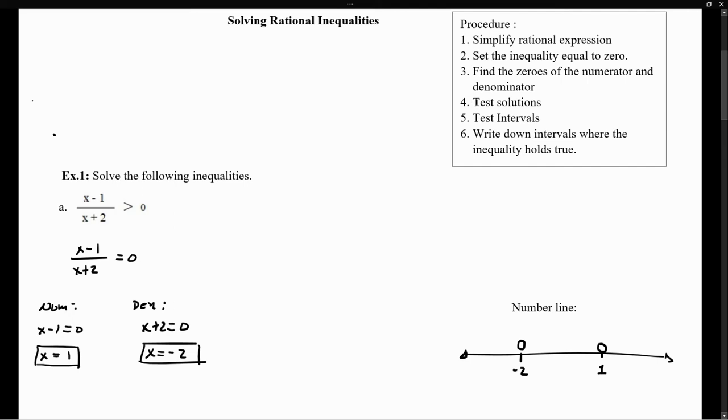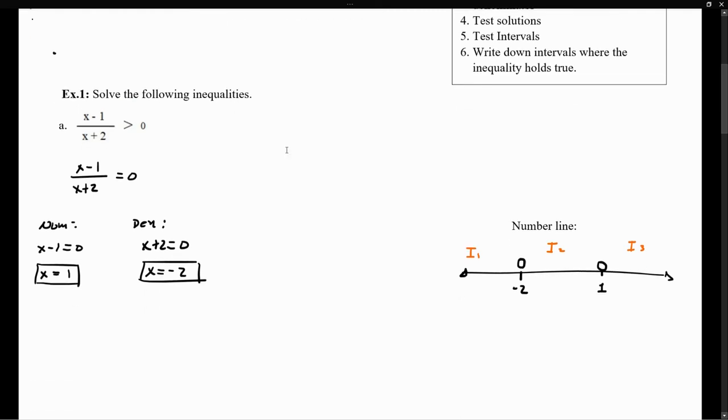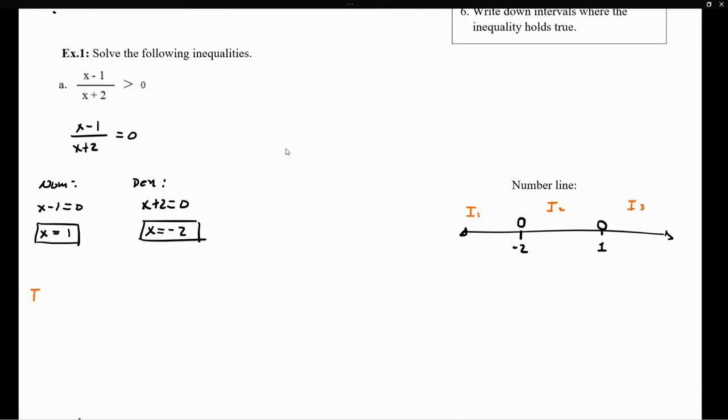Now that we have tested the solutions, notice that by plugging those two values into the number line, we have created three intervals: from negative infinity to negative 2, from negative 2 to 1, and from 1 to positive infinity. Let me label them. I1 is the interval from negative infinity to negative 2, I2 from negative 2 to positive 1, and I3 from 1 to positive infinity. What I want to do now is test the intervals. So let's concentrate on the interval from negative infinity to negative 2.